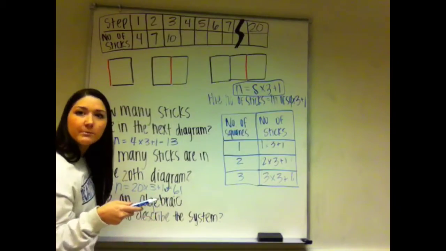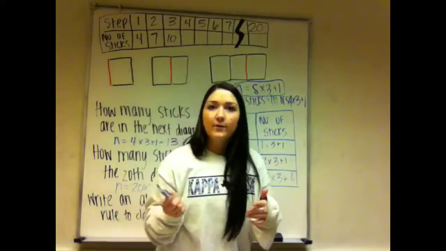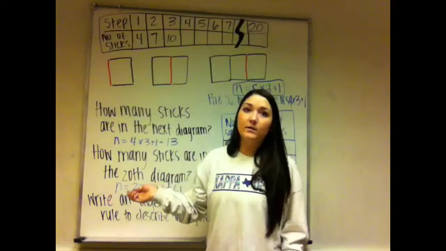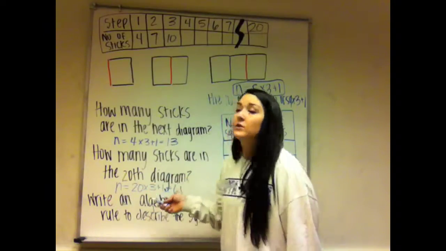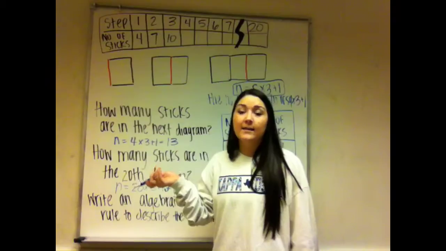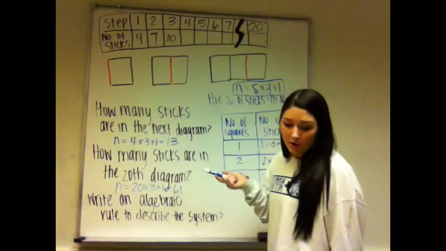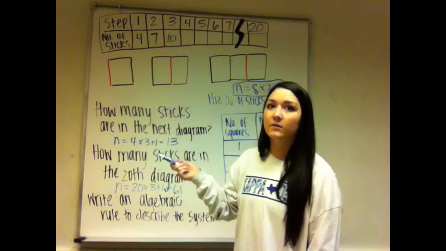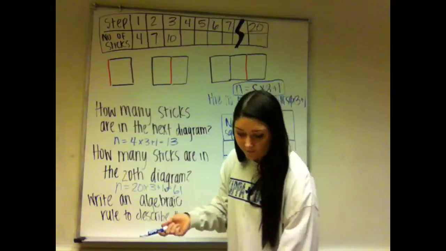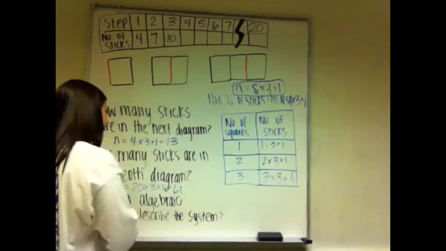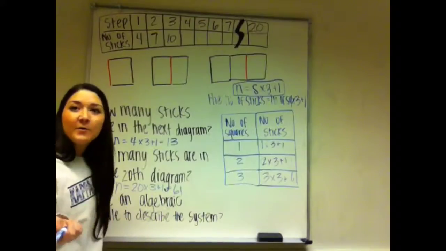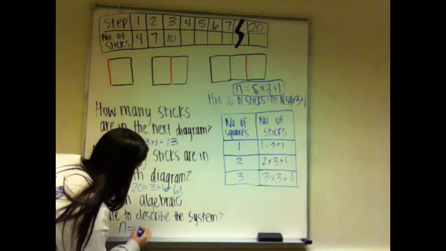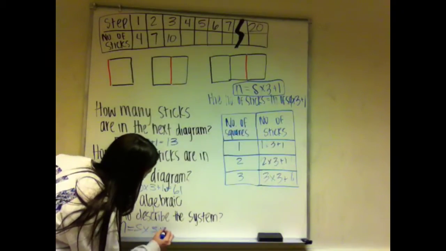And this is where recursion comes back in, because like I said before, once you find the rule, you can plug in any number that you need to. We didn't need to find the 19th term and then add 3 to it. We could just automatically go to the 20th term by plugging in 20 to our algebraic rule that we just found, which is a lot easier and a lot faster to solve equations and find the nth term of the sequence. So our last question says, write an algebraic rule to describe the system. Well, we already did that. And remember, it's n equals s times 3 plus 1.